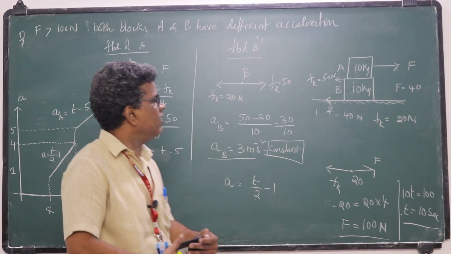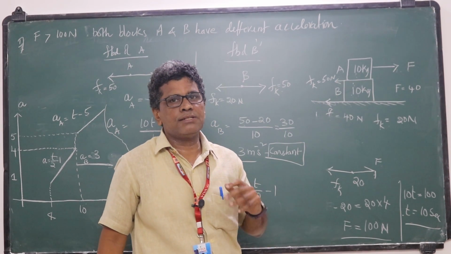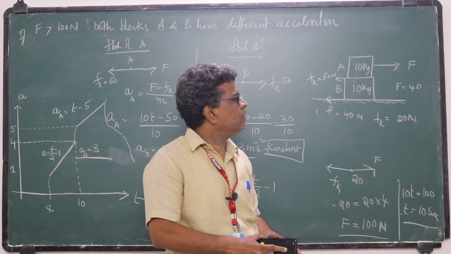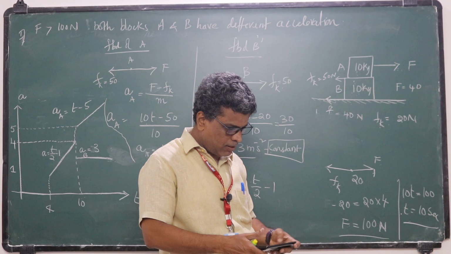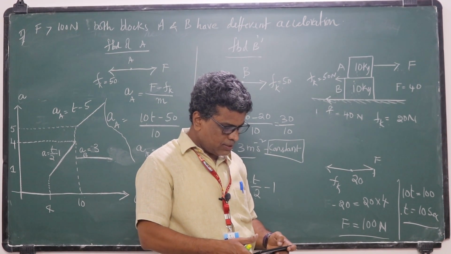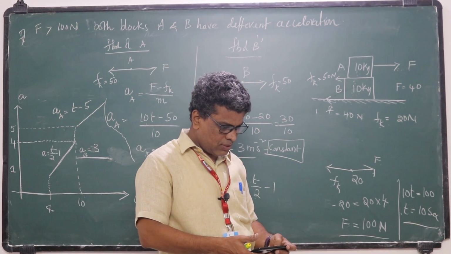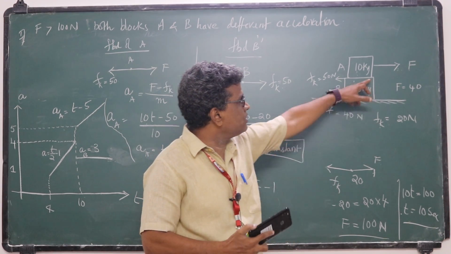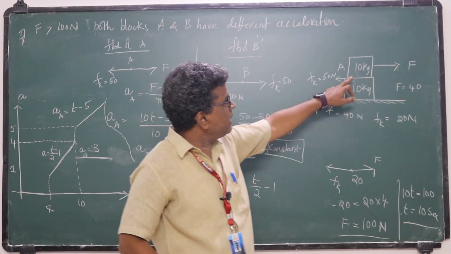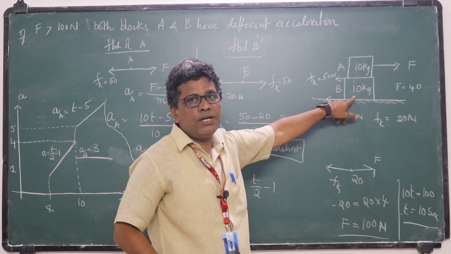So I explained this block on block. Now once again I am giving a brief introduction, you listen. The block A is placed on block B, which rests on a rough horizontal ground. The horizontal force F is increasing gradually. Now what are the questions? Which block will slip first? The answer for that is B.